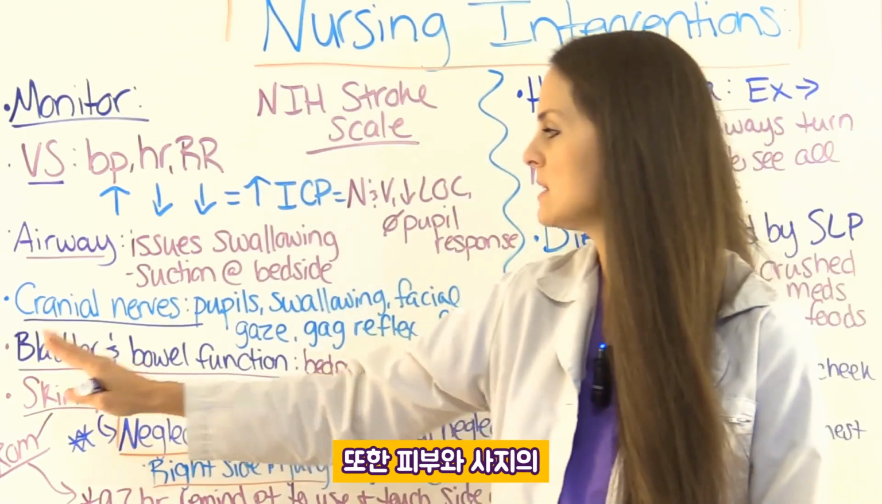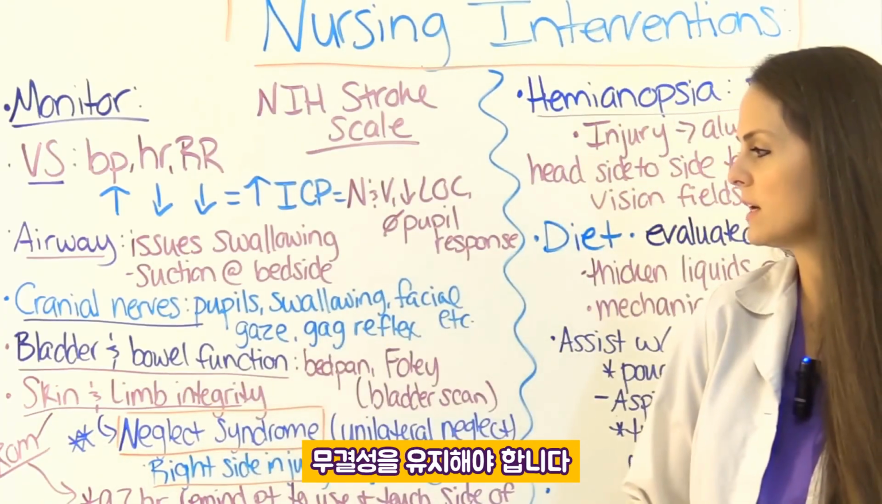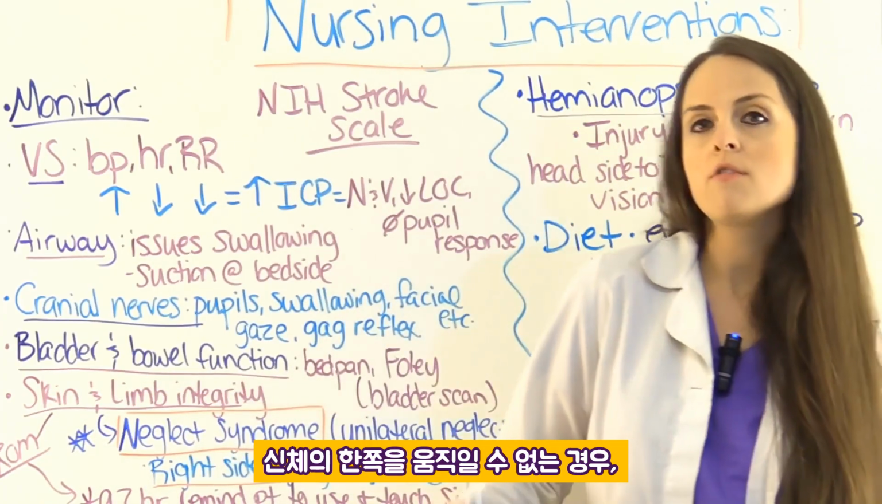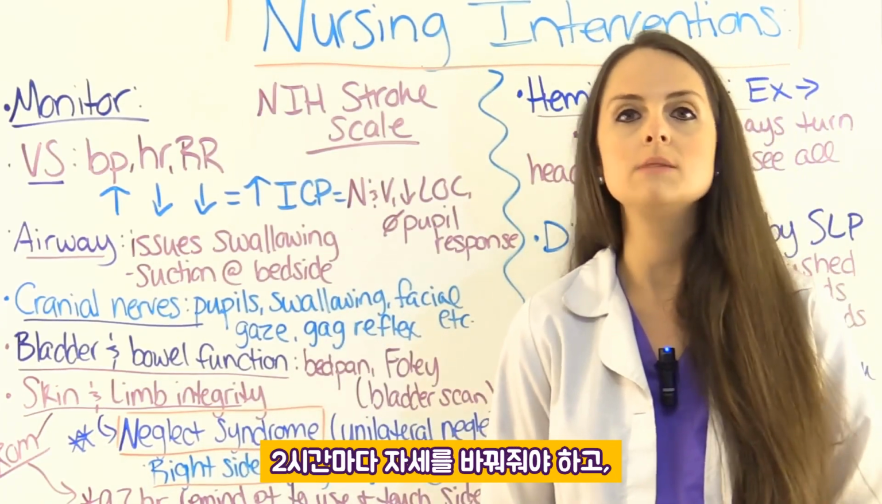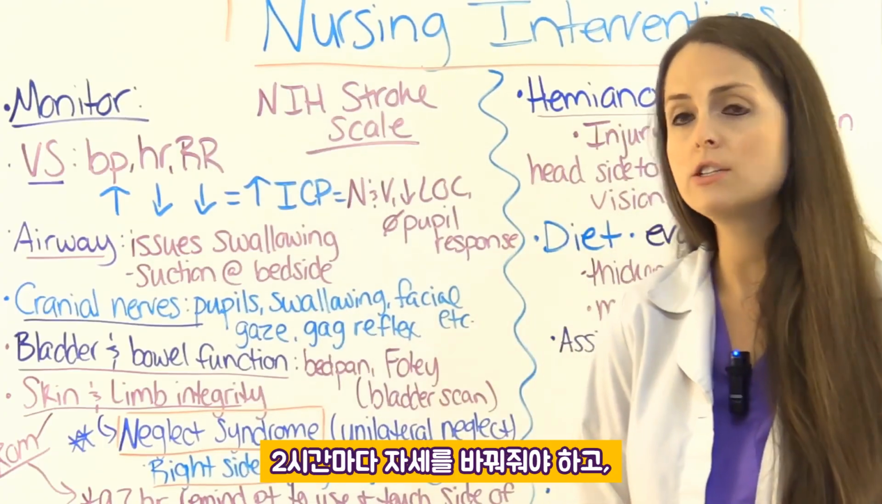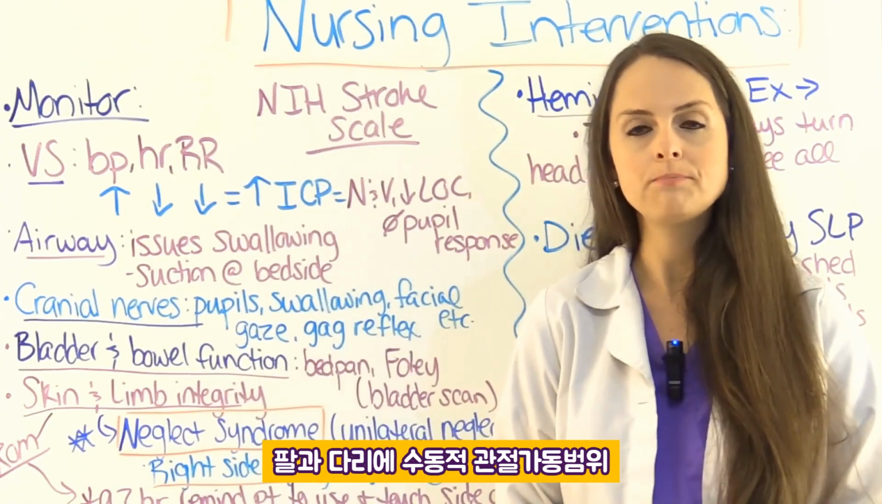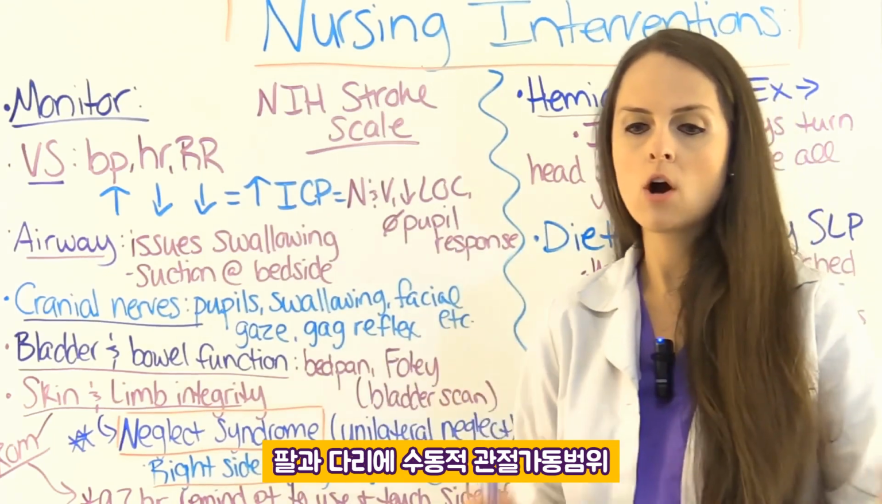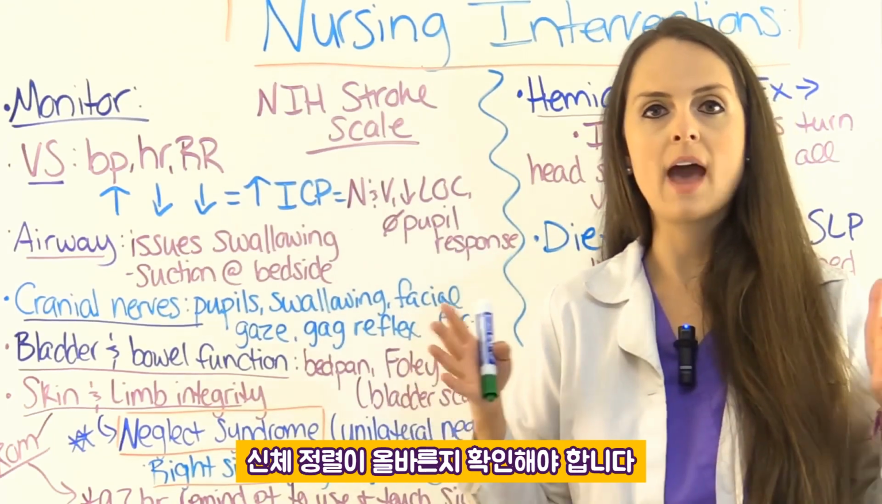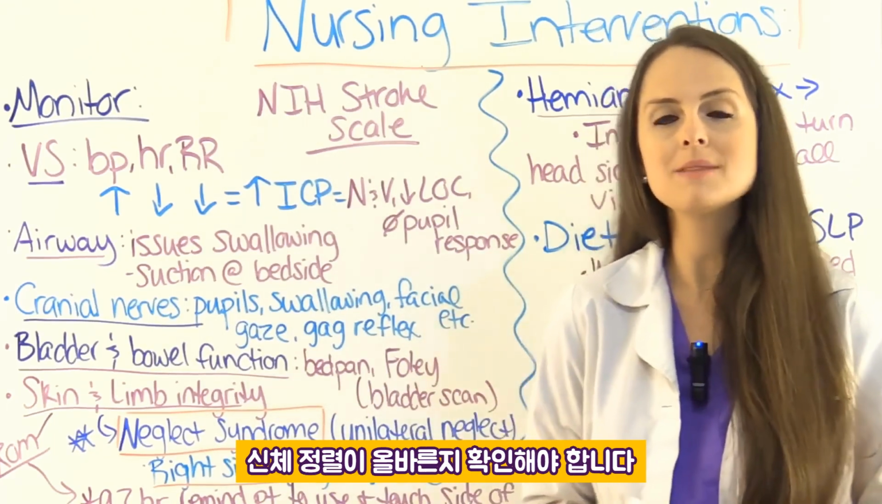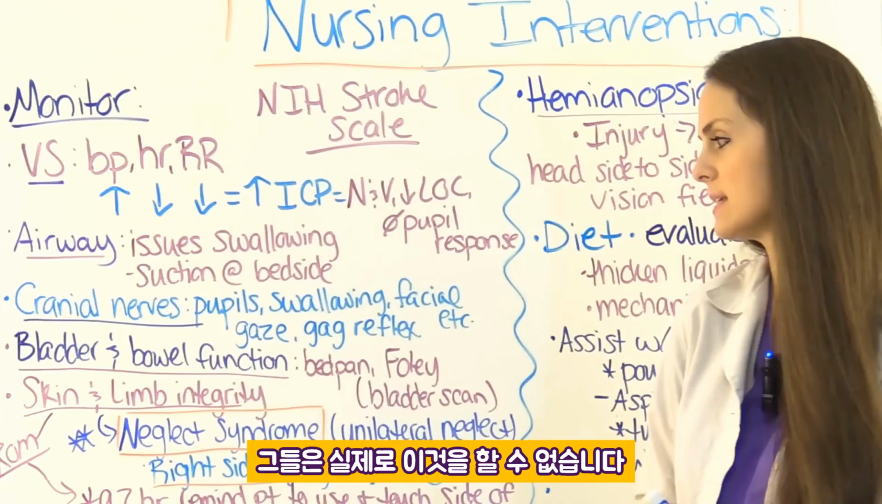Also, you want to be maintaining skin and limb integrity. If they have where they can't move one side of the body, you need to be repositioning them every 2 hours, performing those passive range of motion techniques with their arms, their legs, and making sure that they have proper body alignment because they can't really do this.